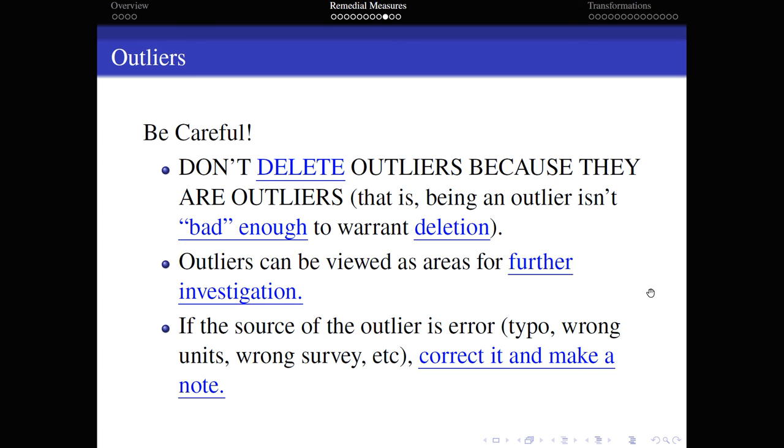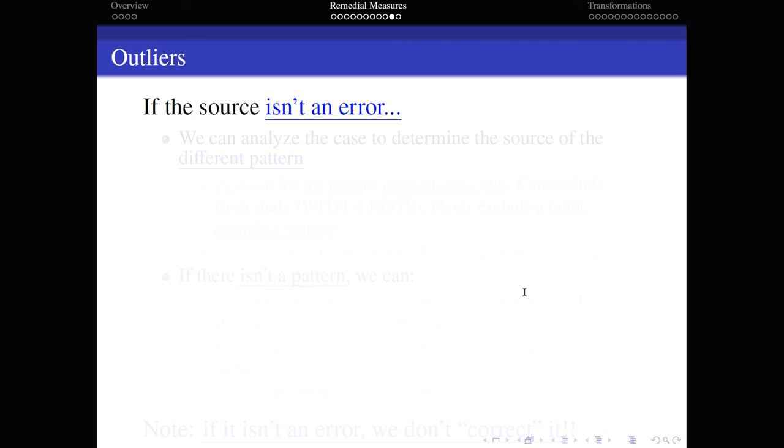When I say don't delete outliers, what I mean is this outlier wasn't a data entry error or anything like that. This outlier was an actual observed value. You don't just get to remove that observed value because you don't like it. So if the source is an error, do correct that error and make a note. Now, if the source isn't an error, what then do we actually do?